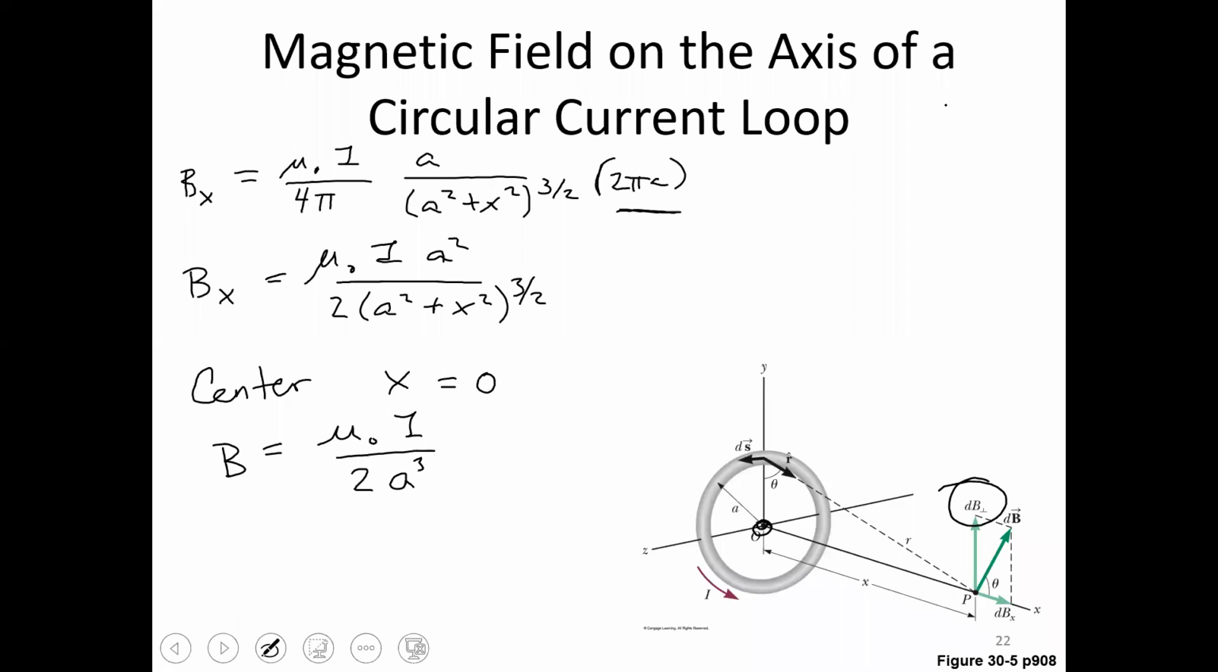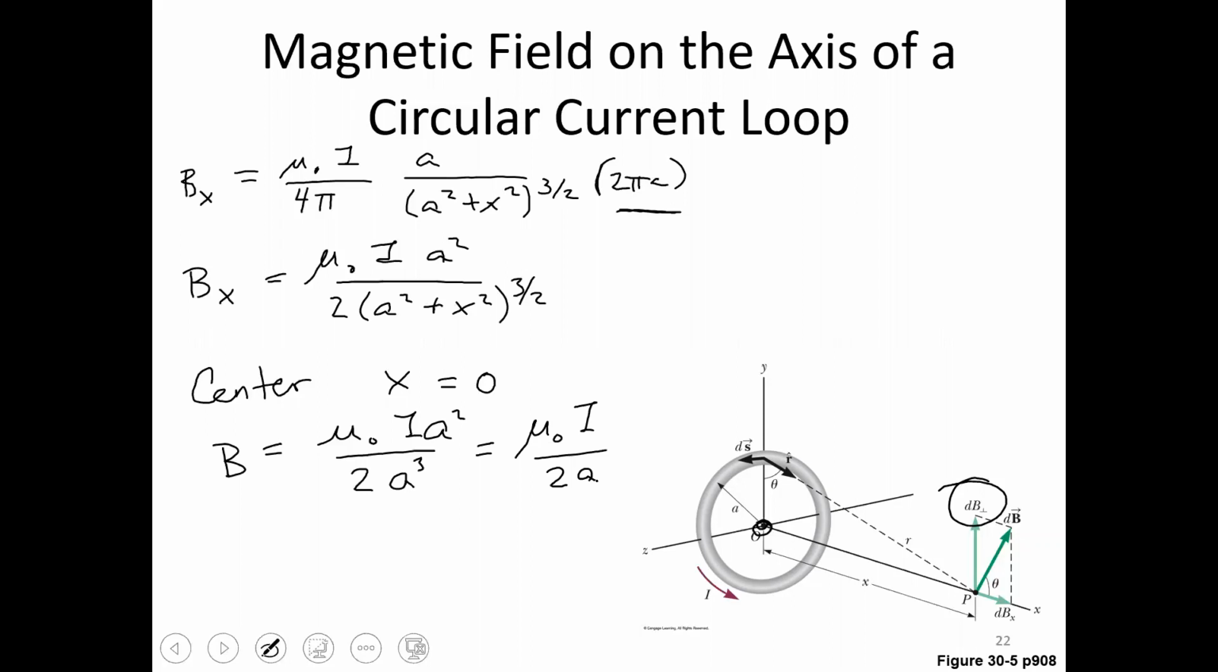Oh, sorry, I dropped an a squared there. So let's redo that. At the center of the loop, we've got mu 0 I a squared on the top and then 2a to the third on the bottom, which gets us to mu 0 I over 2a as our field strength at the center of the loop. That makes a lot more sense to me. Pause there because it didn't look right to me. Glad I found my error. All right, so that's at the center of the loop.